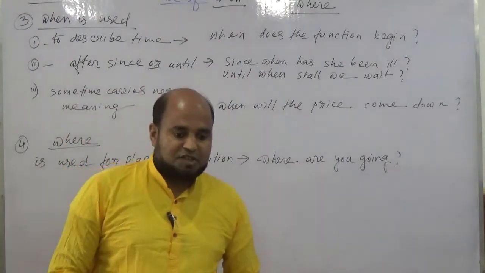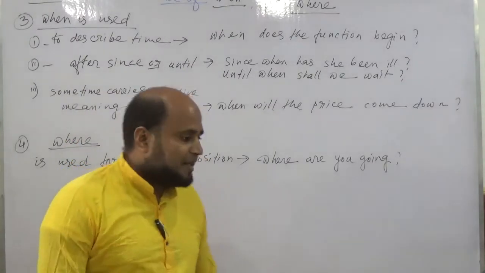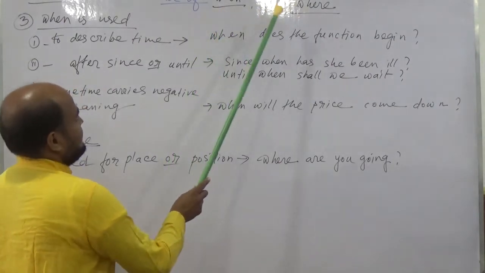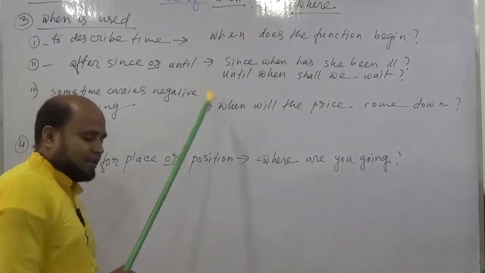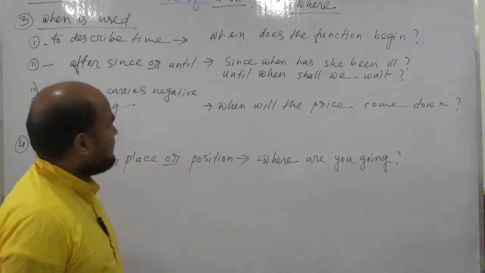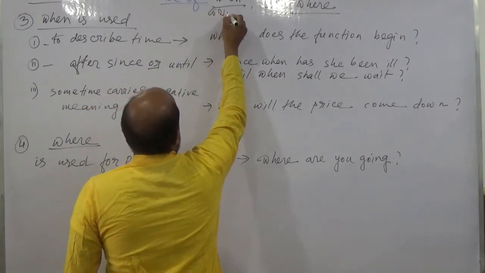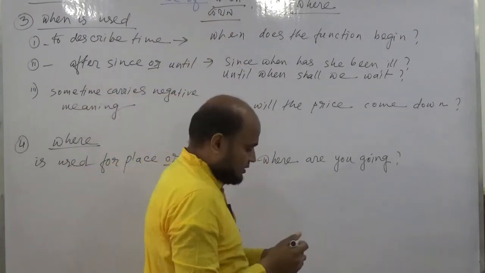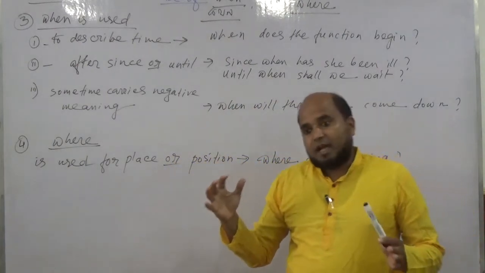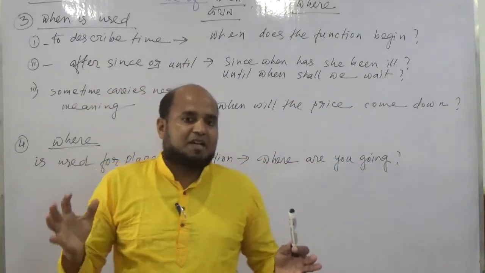In today's class, we will explain two types of WH words. One is when and another is where. Firstly, you will have to know the meaning of these two words. What is the meaning of the word when? When means kokhon. So whenever we think about when, we think about time. When mainly describes the time of the action.